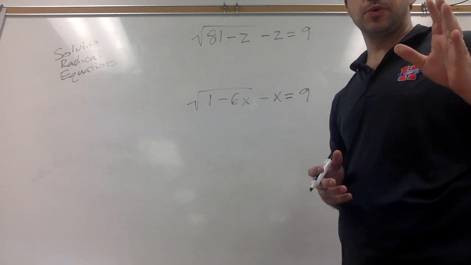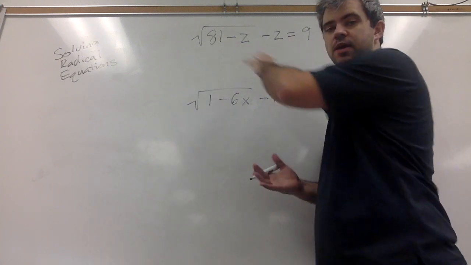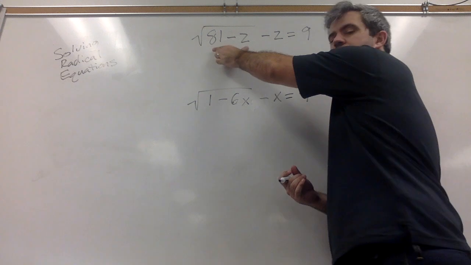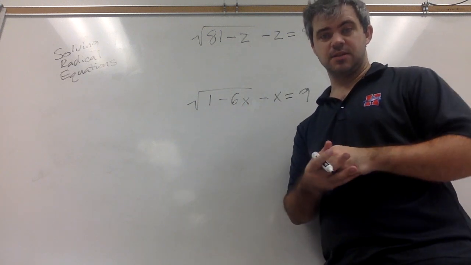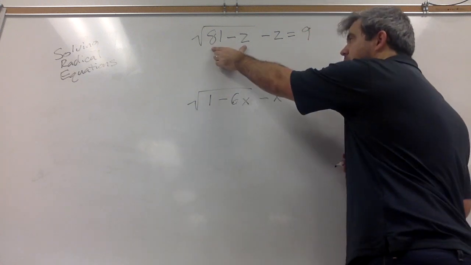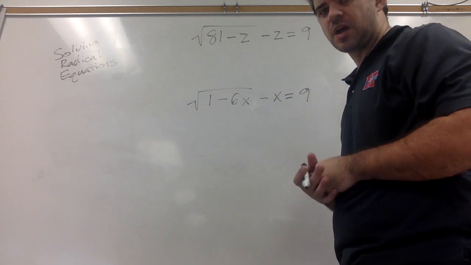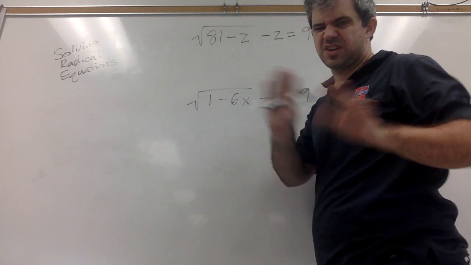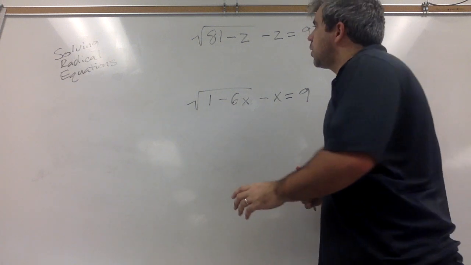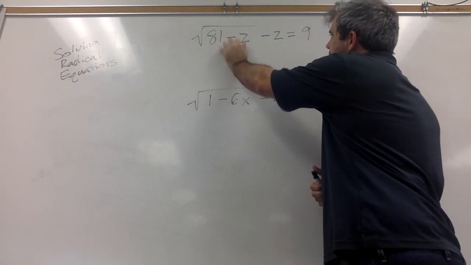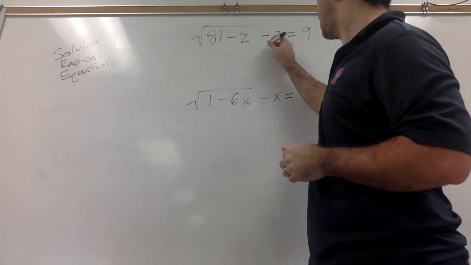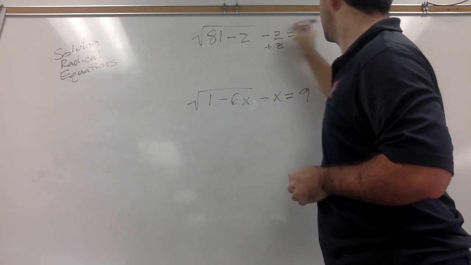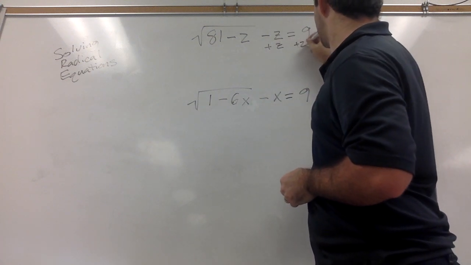All right, so now we've got some radical equations where the radical is not isolated. So the first thing we're going to want to do is isolate this. Otherwise, when we try to square both sides, things are going to get really gross. So again, we want to isolate this. So this needs to go to the other side. So plus z on both sides.